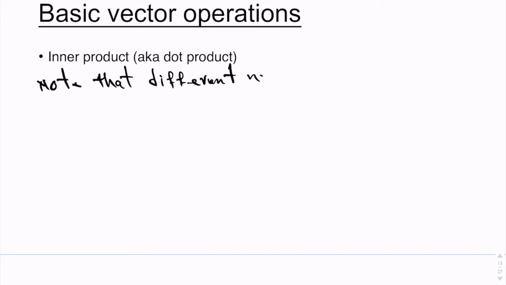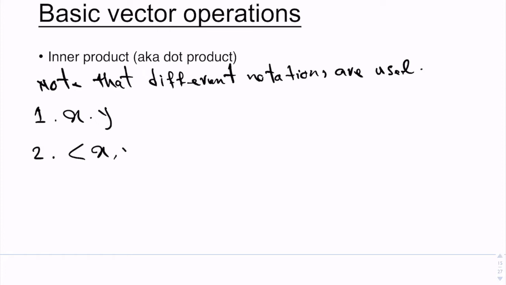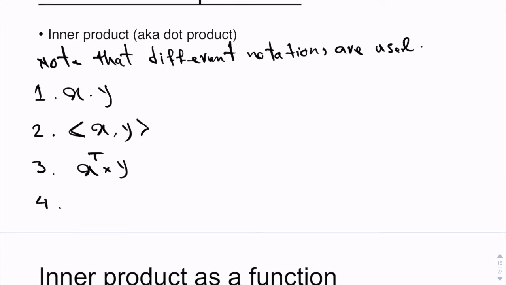Different notations are used. The first one is x dot y. The second notation is x and y, they put them in angle brackets. The third notation is x transpose dot y. The fourth notation I've seen they use is dot of x and y.